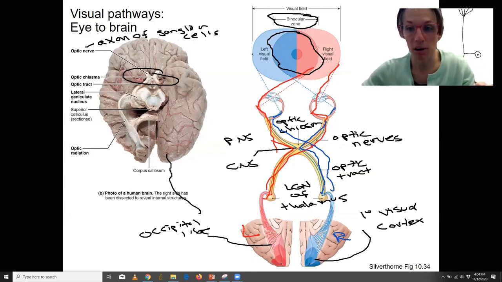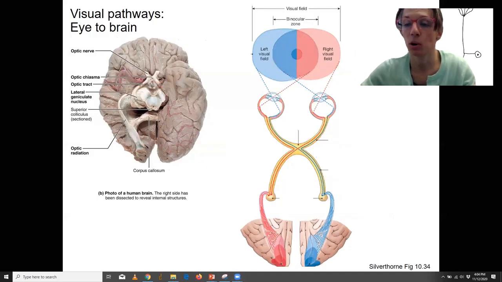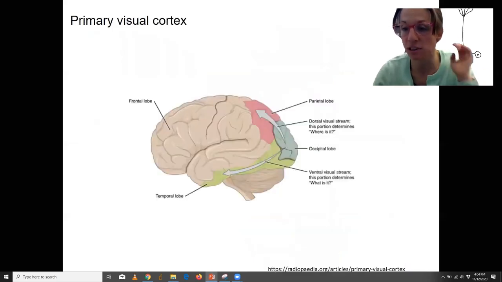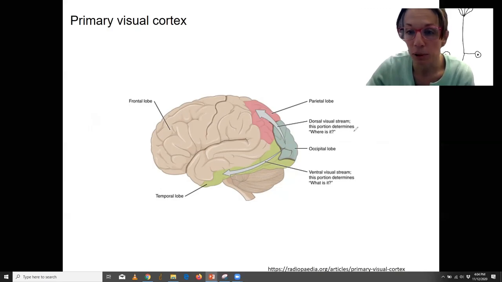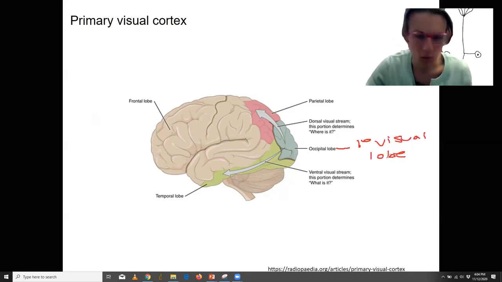Once you're in the primary visual cortex, a lot of processing occurs. We're not going to go into detail on that. You could take sensation and perception, where you would probably learn more about this. So this is our primary visual cortex within the occipital lobe. Visual cortex. And there is a lot of processing. We are very visual creatures, humans, and most primates.